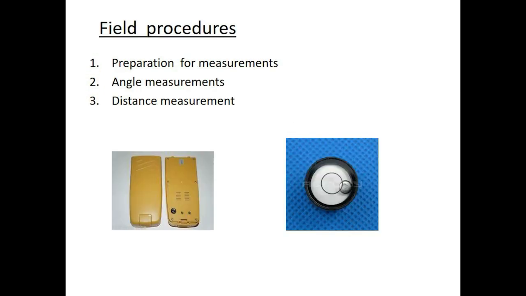Next, we can look at what field procedures are done in total station. First is the preparation for measurements, second is angle measurement, and third is distance measurement. In preparation for measurements, we approximate the centering by leveling the circular bubbles. We can see the figure. The circular bubble is adjusted to the center by adjusting the tripod stand legs. Then the focusing and tilt corrections are done. Pressure and temperature units are checked and adjusted. And the battery must be fully charged before commencement of the survey.